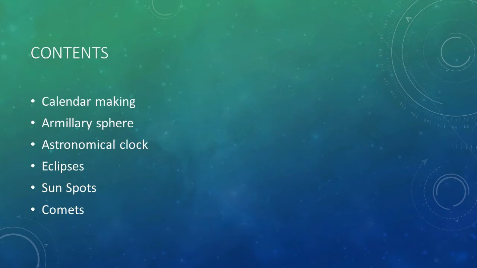These are the contents. Calendar making, we'll cover that as the first topic, followed by armillary sphere. Maybe you have not come across this term. I will talk about that. Astronomical clock, eclipse, sunspots, and comets.